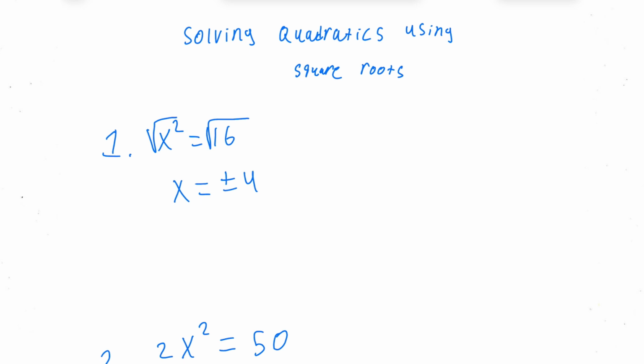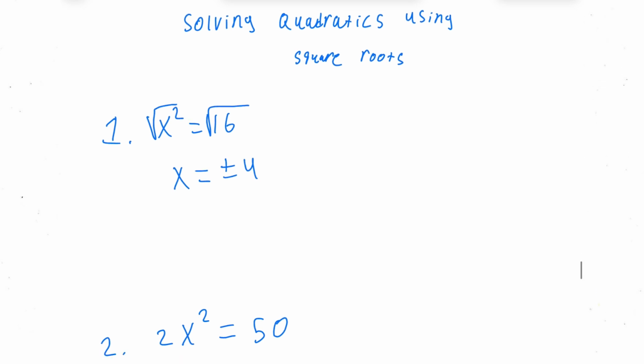And that's because negative 4 times negative 4 also gives you a positive 16. So we don't know if x is positive 4 or negative 4. All we know is that whether it's positive or negative, when it's squared, it becomes 16. So that's kind of the only twist here. So let's take a look at number 2.